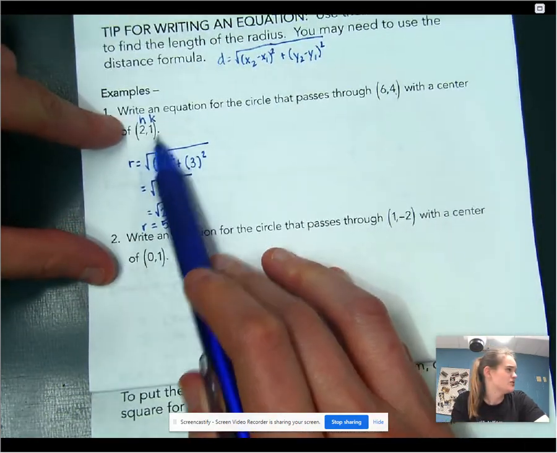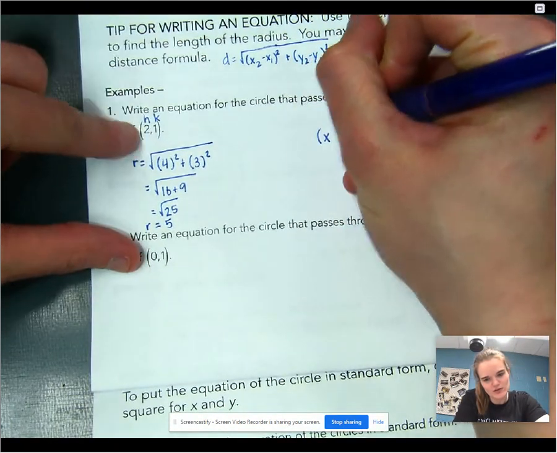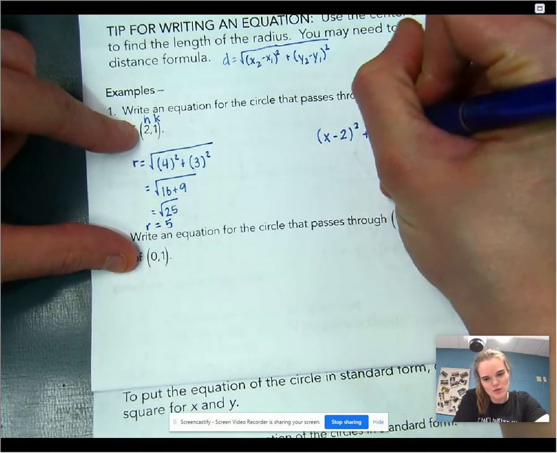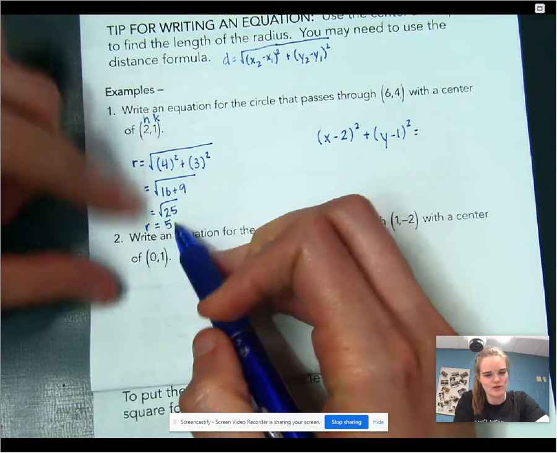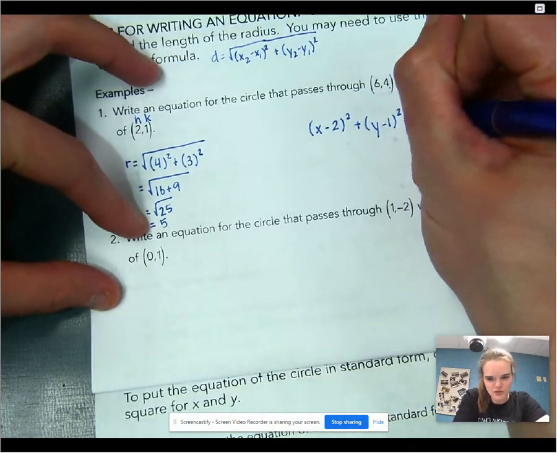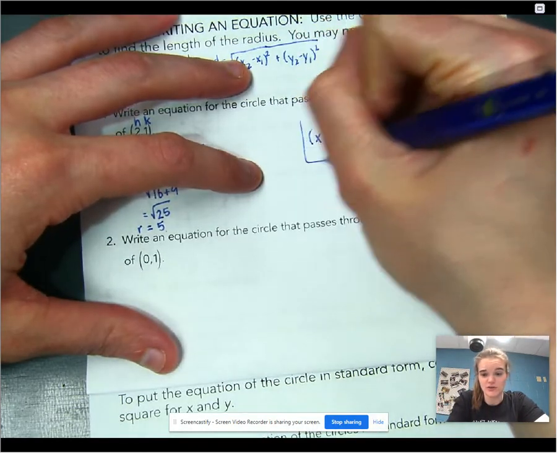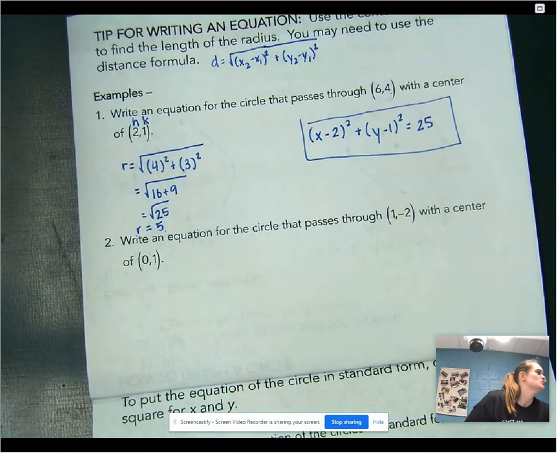So I have the center and the radius. So I have x minus 2 squared plus y minus 1 squared equals the radius squared, so 5 squared, which is 25. There's the equation of my circle. I want you to pause the video and try number 2. Write an equation for the circle that passes through 1, negative 2 with a center of 0, 1.